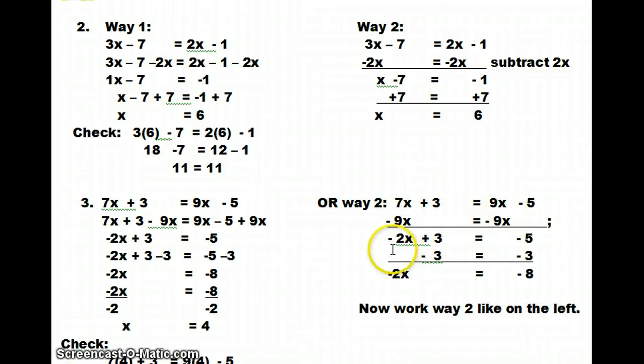Combining terms that are alike, we get negative 2x plus 3 is equal to negative 5. Then we want to get rid of this positive 3 by adding a negative 3 to both sides. That gives us negative 2x is equal to negative 8. At that point, we divide by whatever our coefficient is, which is the negative 2, and when we do that, we have x is equal to 4.